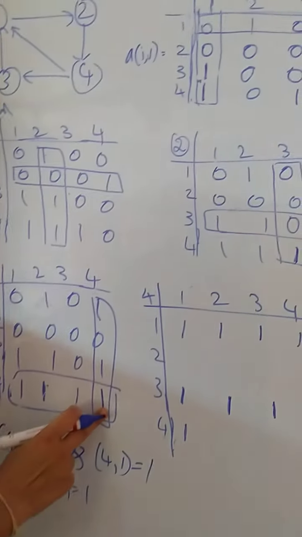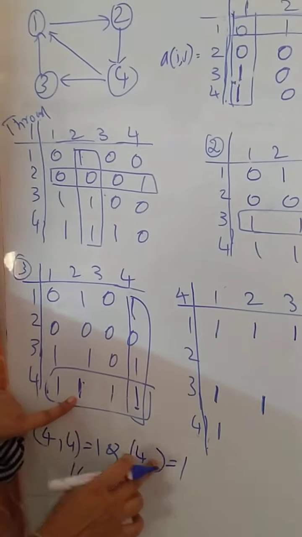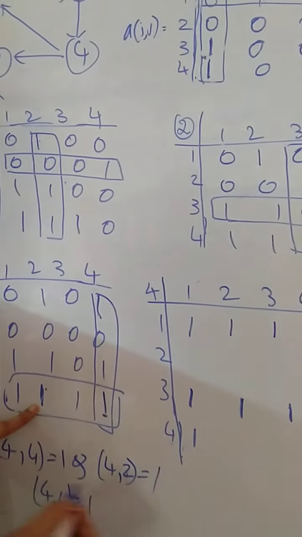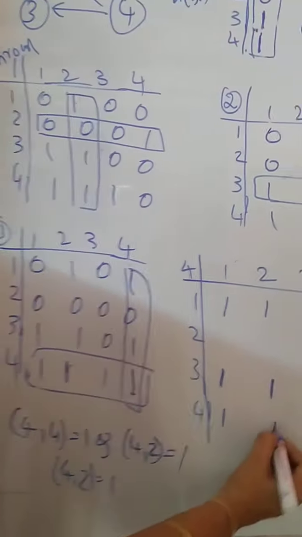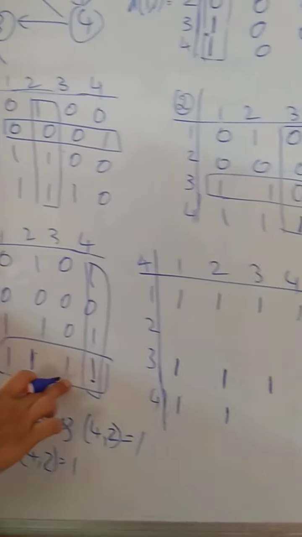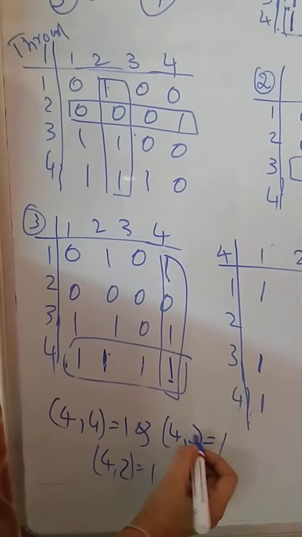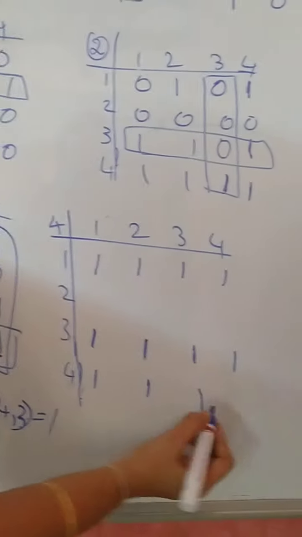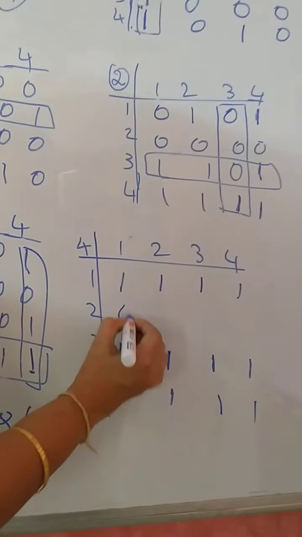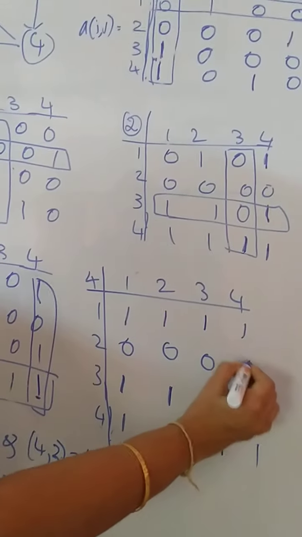Next I will repeat this with this. This means 4 to 2, so there is a path from 4 to 2. Again I will repeat this one with this one. So what is this one? 4 to 3. Again the same thing will be 1. So write the second one as it is.